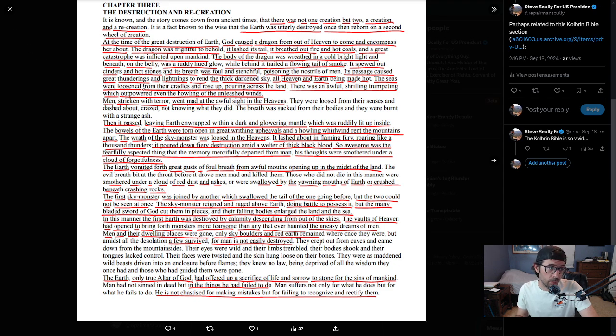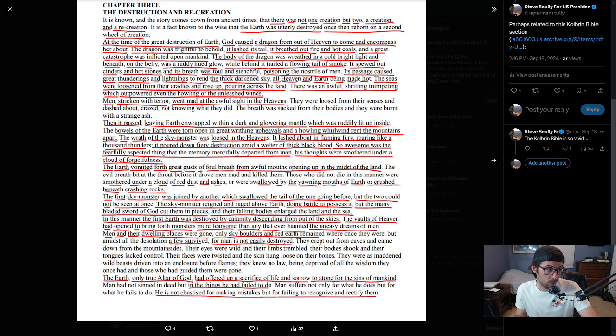The seas were loosened from their cradles and rose up, pouring across the land. There was an awful shrilling trumpeting which outpowered even the howling of the unleashed winds. Men, stricken with terror, went mad at the awful sight in the heavens. They were loosed from their senses and dashed about, crazed, not knowing what they did. The breath was sucked from their bodies, and they were burnt with a strange ash. Then it passed, leaving earth enwrapped within a dark and glowering mantle, which was ruddily lit up inside.